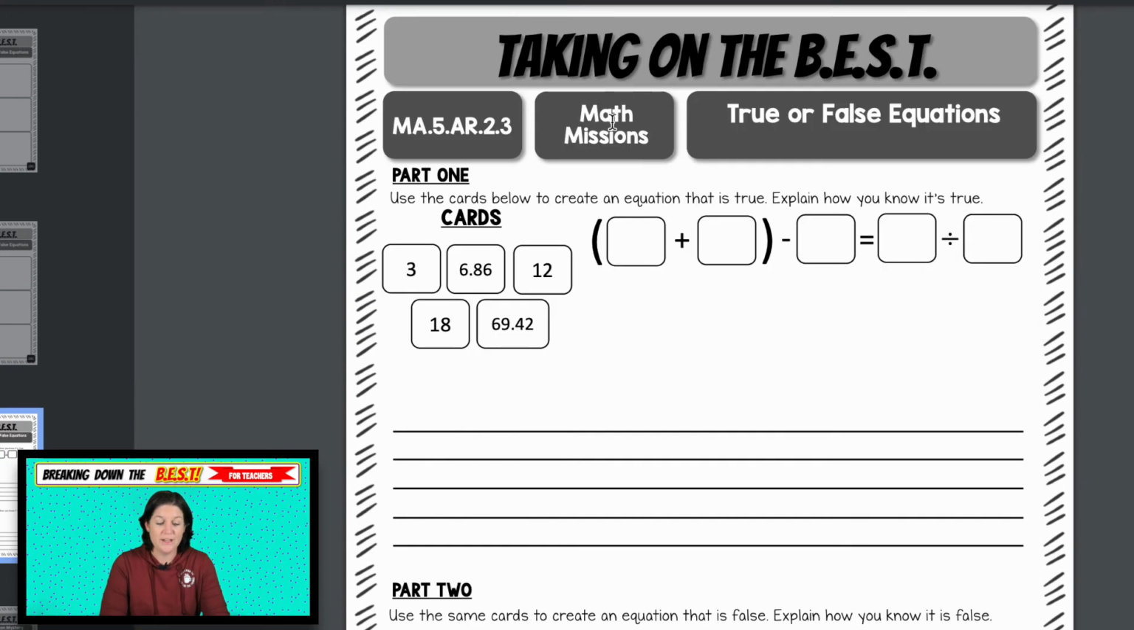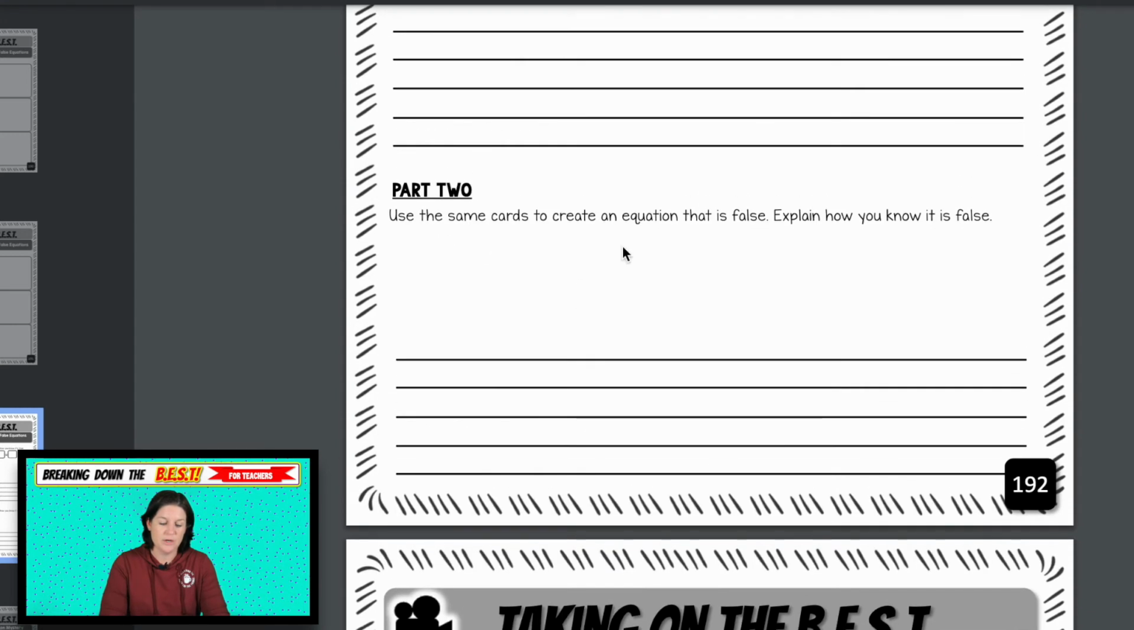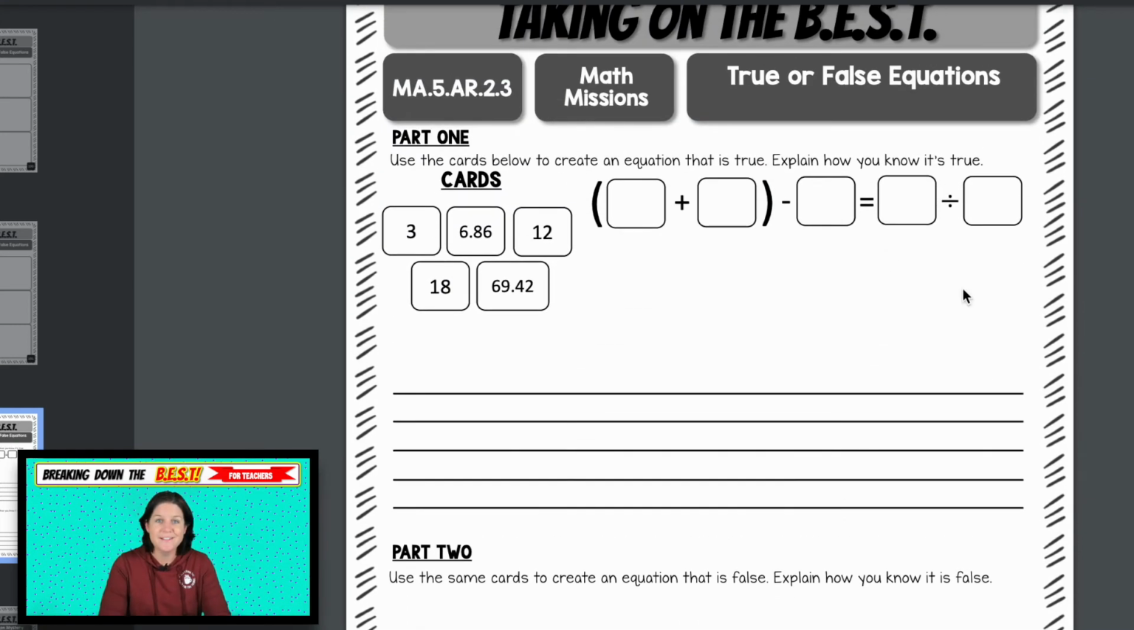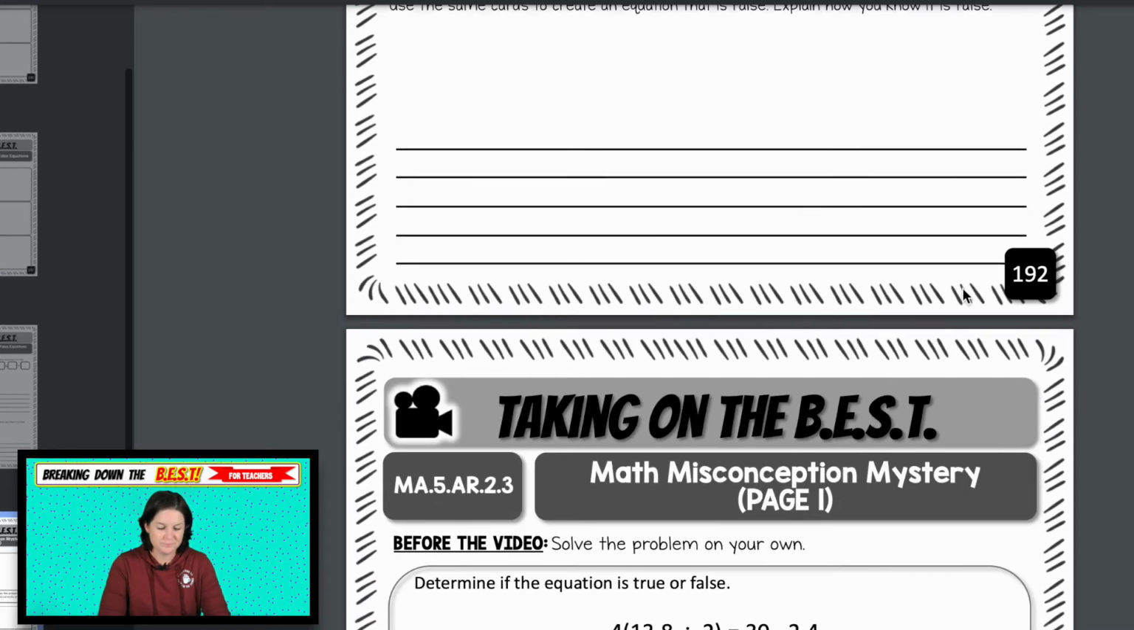Remember when I said that in the math mission, it would have those blanks? Well, here you go. It says use the cards below to create an equation that is true. Explain how you know that it's true. Use the same cards to create an equation that is false. Explain how you know that it's false. So it's handing a little bit more responsibility over to the student.